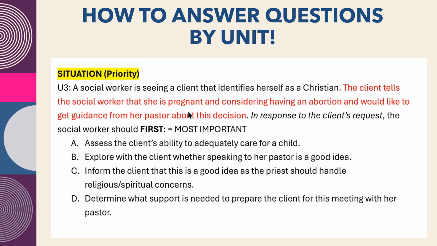And lastly, a Unit 3 question is where they will give you a situation. Now, Unit 2, as you can see, they gave you specific signs and symptoms of what was going on. In this vignette, they'll give you a situation, and then you have to pick the priority out of the situation and base your answer off of that.